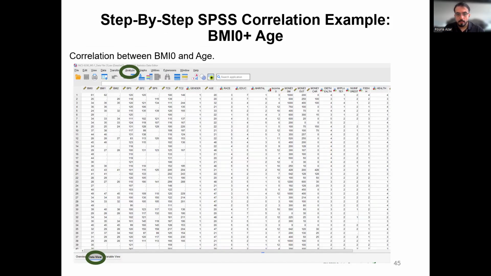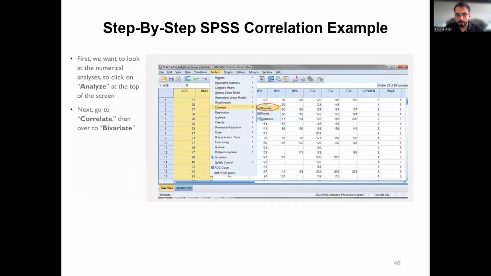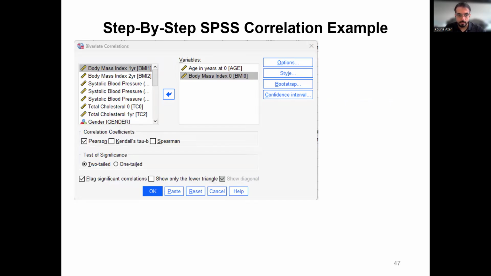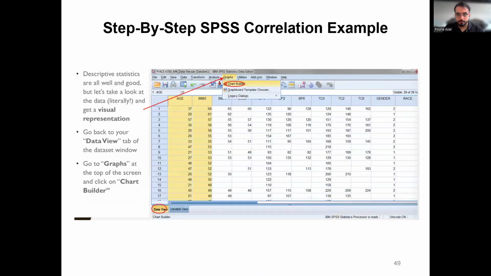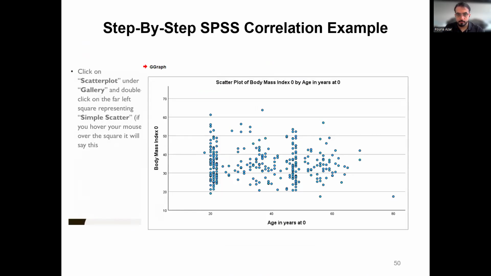So here I will show you how to do correlation between BMI at baseline and age. I will go over it with you shortly, and we will interpret the output.